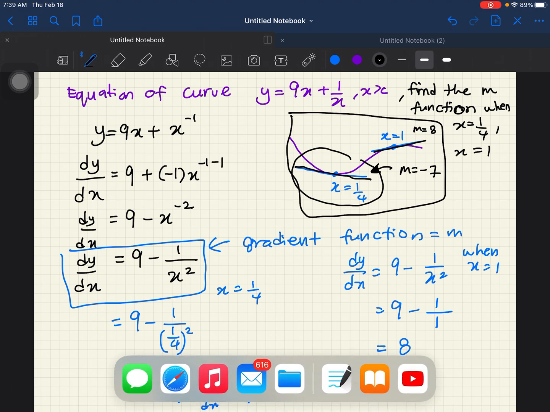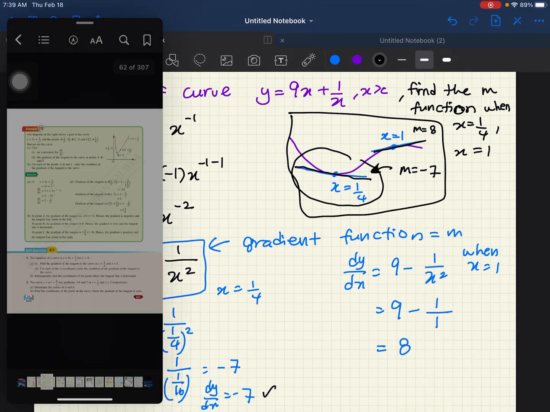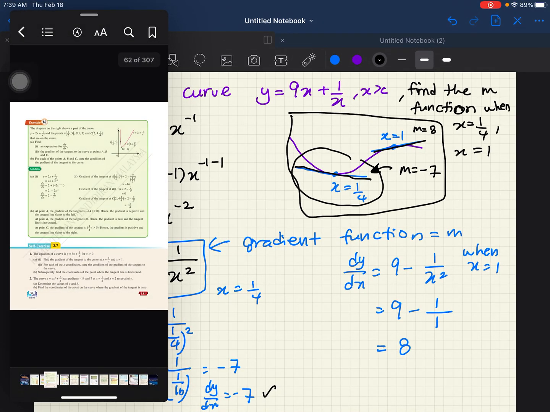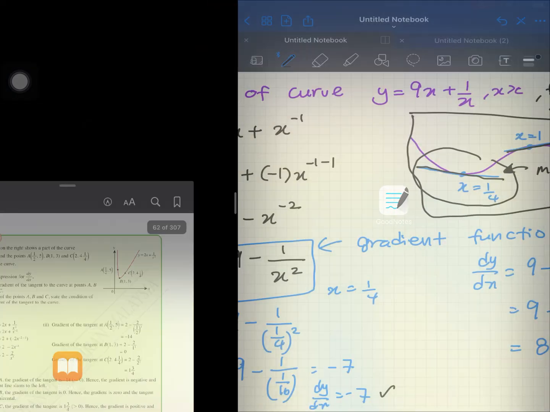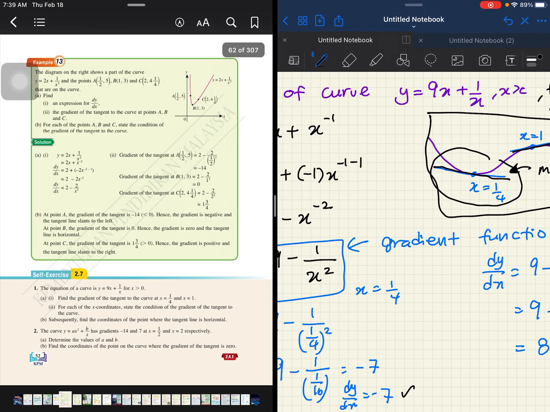Next one. Let's take a look at textbook ya. Kita sedang refer textbook. Textbook sangat mudah untuk kamu refer.